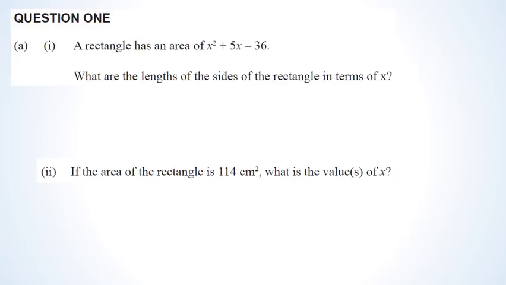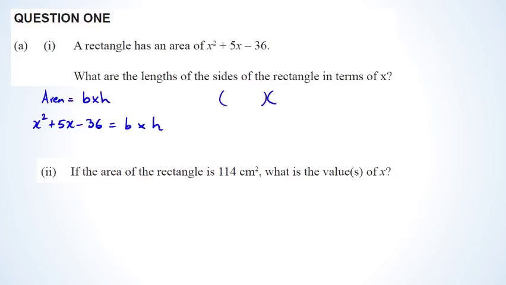Okay, so with question 1, what we have is a rectangle has an area of x squared plus 5x minus 36. What are the lengths of the sides of the rectangle in terms of x? So basically, this question is asking us to factorize the area, because we know that for a rectangle, area is equal to base times height. So we have x squared plus 5x minus 36, and we want to write it in terms of x. So we have to write it as base times height. So we've got to actually factorize it.